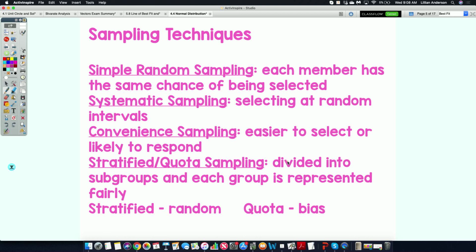Questions on convenience? For stratified/quota, do we just put the same definition for both of them? No, they have two. They have two sections. Yes. Like every third person.